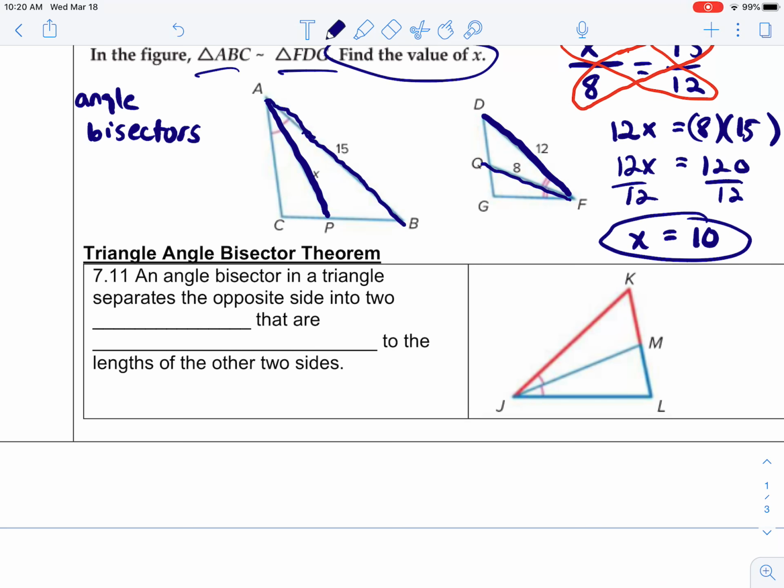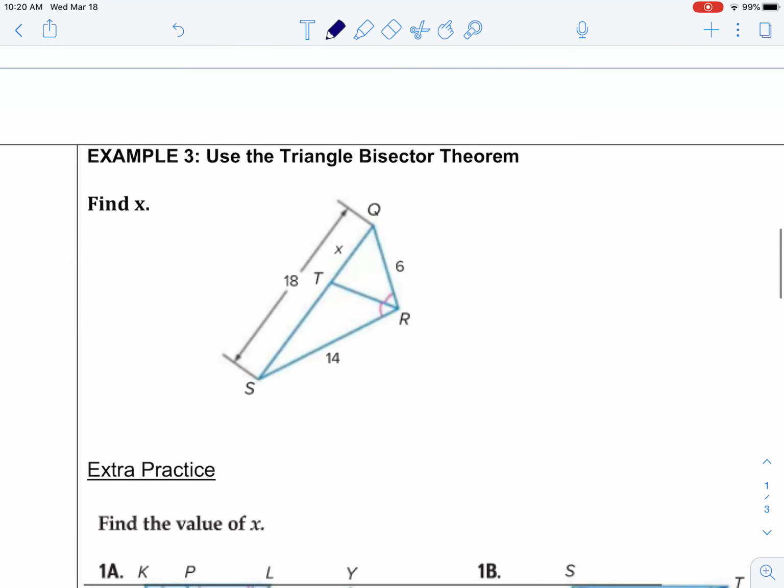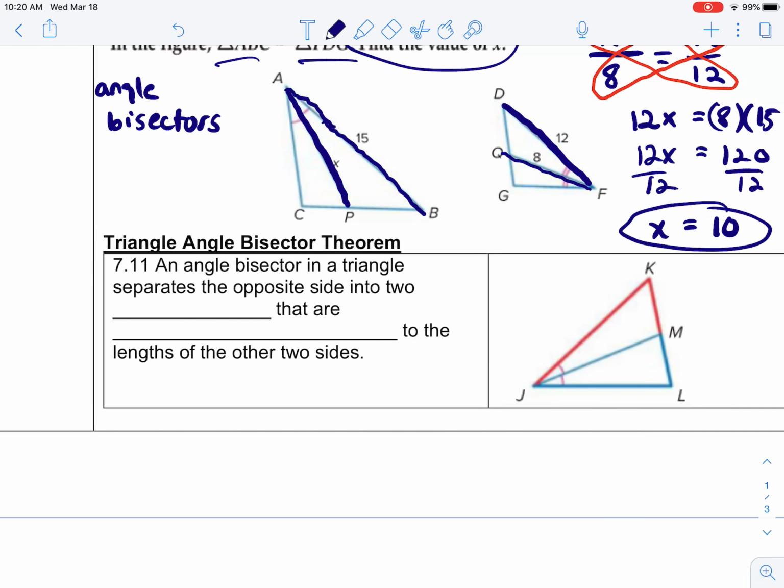Now notice in the next theorem here that it's just a little bit different than the other ones, because now we're just working with one triangle instead of comparing two triangles together. So that one triangle, notice we have some coloring in there to kind of help outline this. So what we're going to say here is that an angle bisector in a triangle separates the opposite side into two segments that are proportional to the lengths of the other two sides.